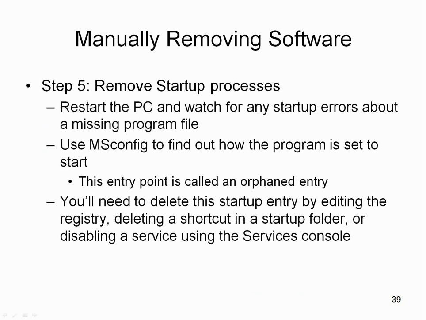Restart the PC and watch for any startup errors about a missing program file. The software might have stored startup entries in the registry, in startup folders, or as a service that is no longer present and causing an error. If you still see an error, use msconfig to find out how the program is set to start. This entry point is called an orphaned entry. You'll then need to delete this startup entry by editing the registry, deleting a shortcut in a startup folder, or disabling a service using the Services console.